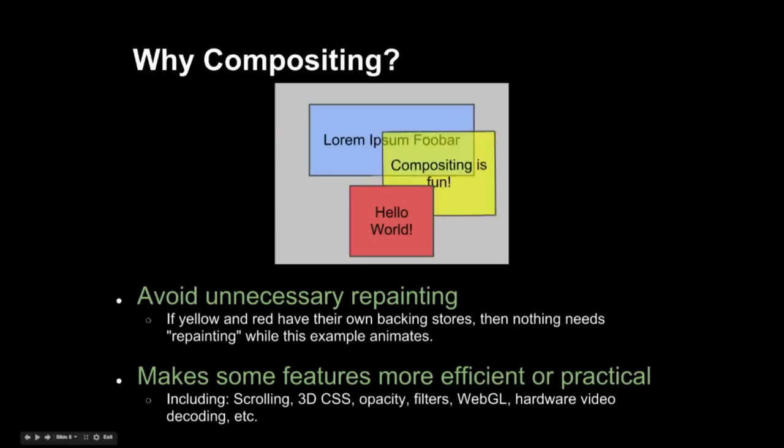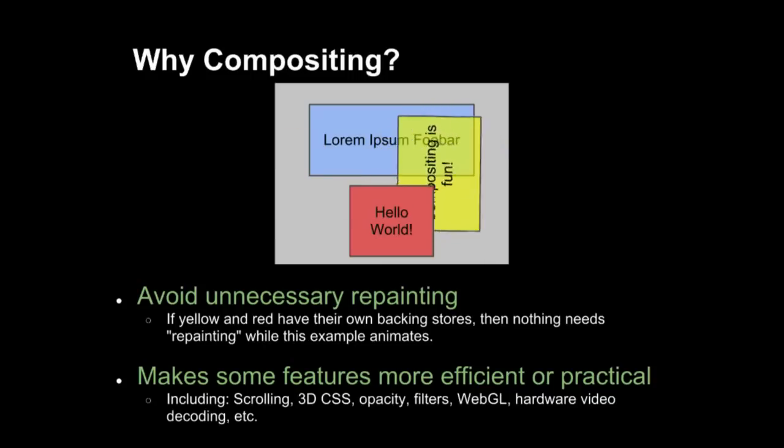So for example, in this animation that you had seen already, if we had a layer for the yellow that was a separate backing store, if we had a separate backing store for the red layer, so that we could put the red layer on top of the yellow and the yellow on top of everything else, then we would actually not need to repaint anything as that example animates.